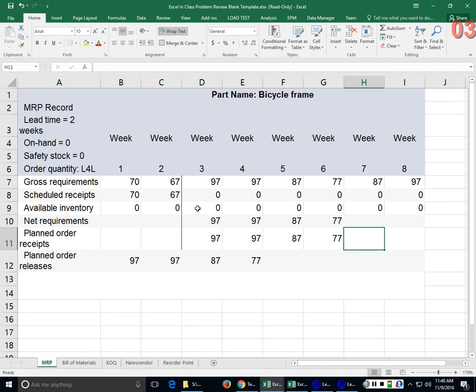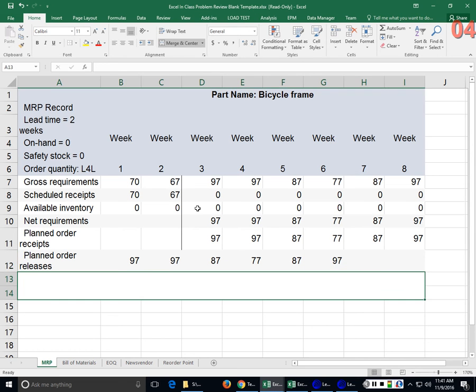Right, I think you've got the hang of it. So we'll just do 87, back that baby up 2 weeks for 87. 97 net requirements, 97 planned order receipt, 97 for planned order releases. The key: watch your lead time. I don't remember what the exam problem is, whether it's a lead time of 1, 2, or 3 weeks, but just make sure that you pay attention to that information in the upper left-hand corner.